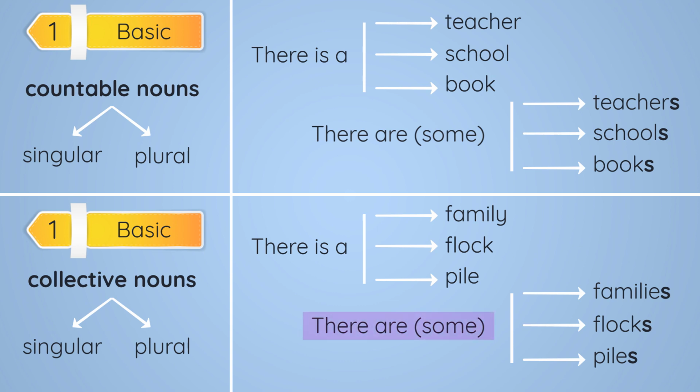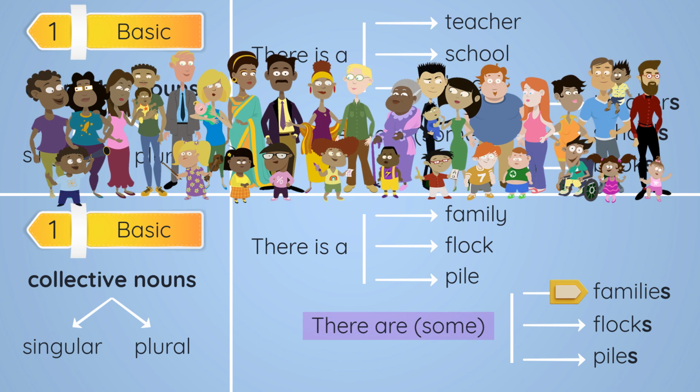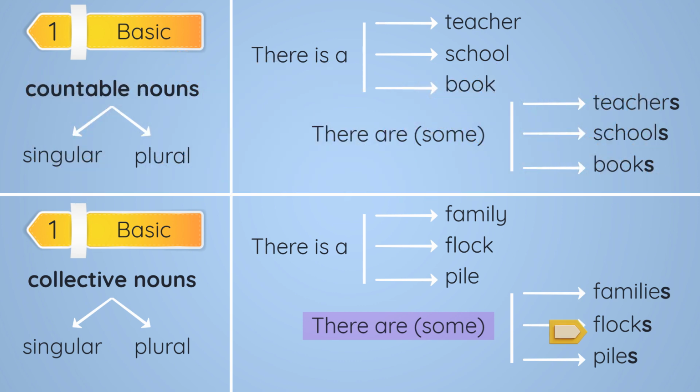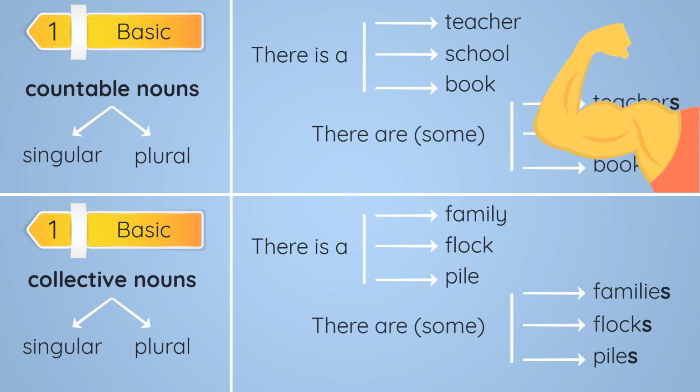Or we can make it plural. There are some families at the park. There are some flocks of birds in the sky. And there are many piles of papers on my desk. Okay, so these are the basic versions of there is and there are. Now let's look at some intermediate examples. It starts to get a little more challenging. Let's see if you can get them right.